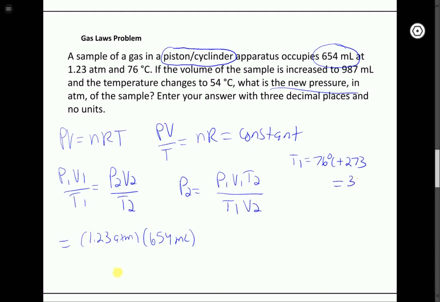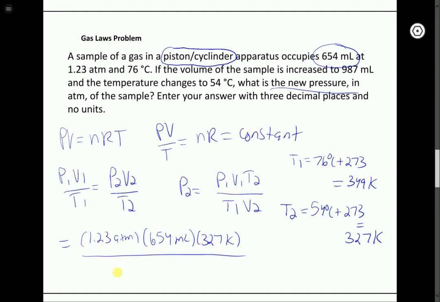$349. And then our T2 is going to be our final temperature of 54 plus 273, which is 327. Okay, so those are the temperature values we want to use. We put T2 in the numerator, which is 327 Kelvin. And then in the denominator we have T1 times V2, so we have 349 Kelvin.